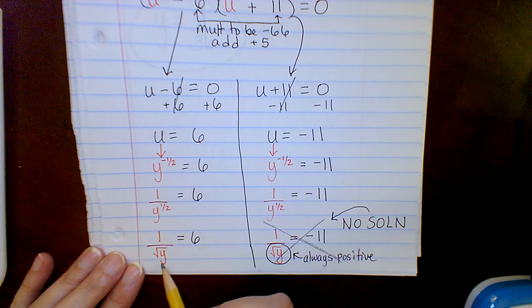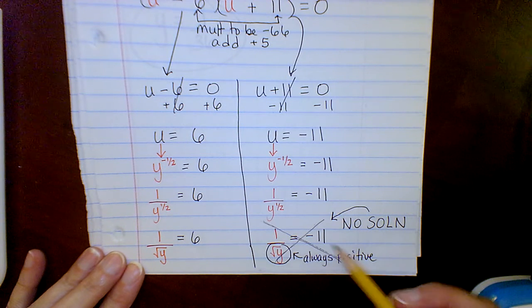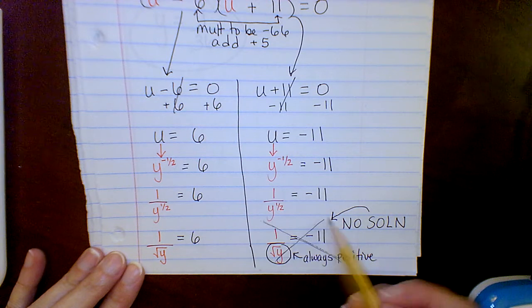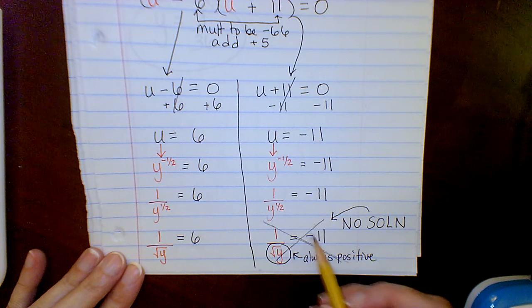So 1 over the square root of y equals 6. Over here I get 1 over the square root of y equals negative 11. There's no solution for this. There's nothing that I can take the square root of and get a negative answer.